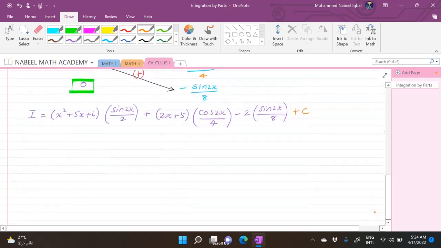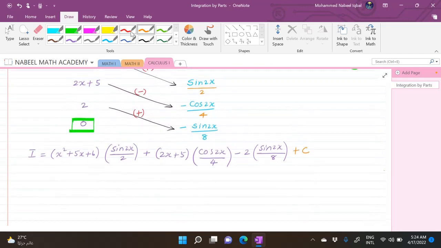Now, so this is the final answer. If you want to simplify this part, what is the simplification you can do? Here it cancels, which is equal to 4. So this is the final answer. You can stop up to this.